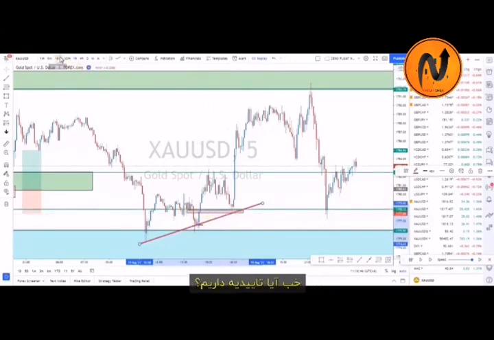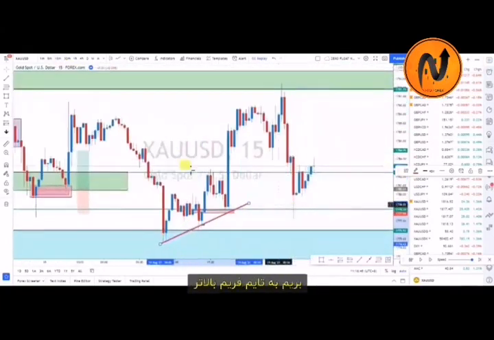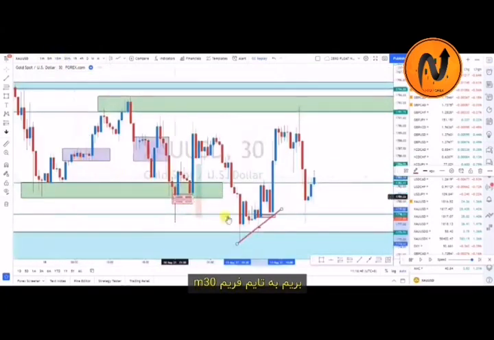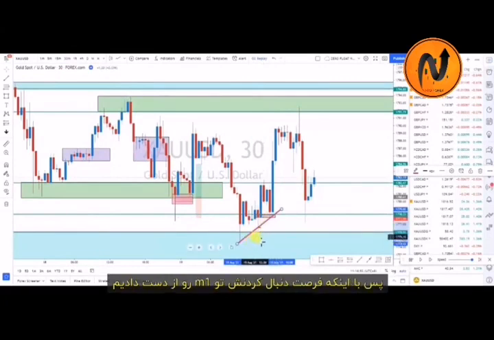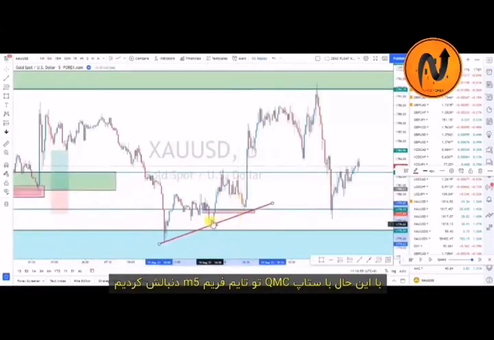So do we have any good confirmation? Let's go to the higher time frame. Let's go to the M30 time frame. Yes, on M30 we have the bullish engulfing. So guys, even though we missed the opportunity to trade here on the M1, we can trade on the M5 time frame with the QMC setup.